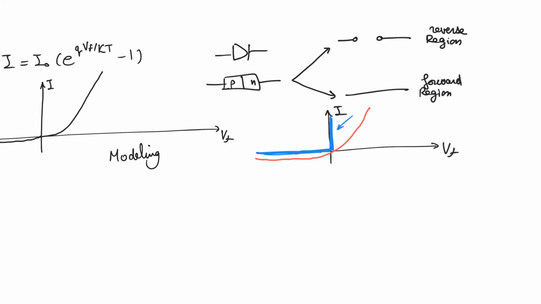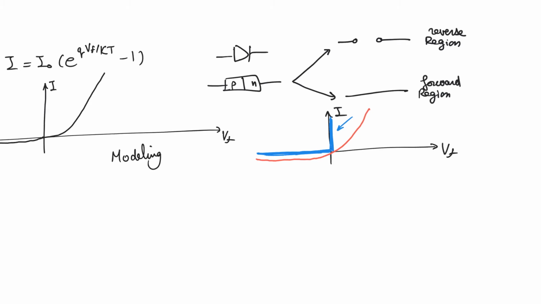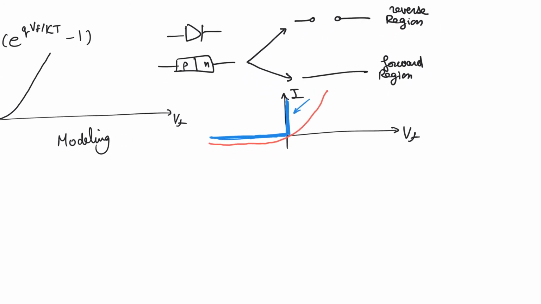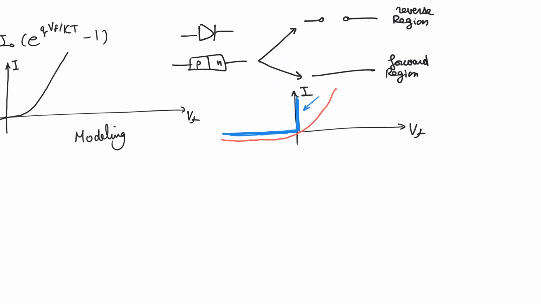So how can we develop a better model? That's the question always. So let's, for example, say that one of the things we are missing here is the fact that there is a reverse current flowing in the opposite direction, in the reverse direction. It's not actually an open circuit.